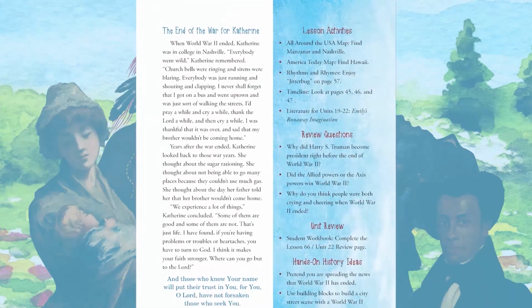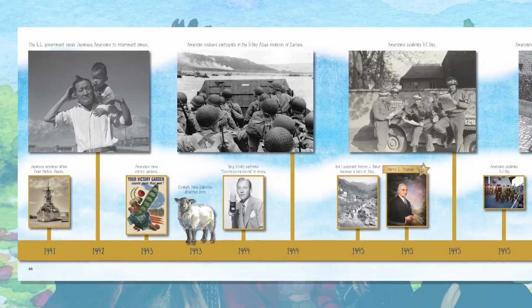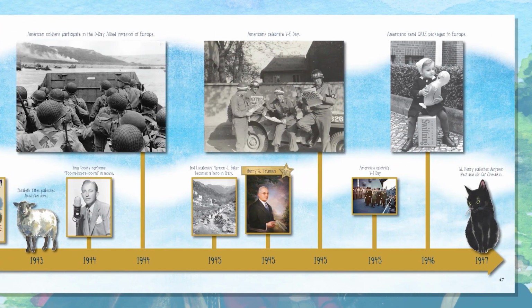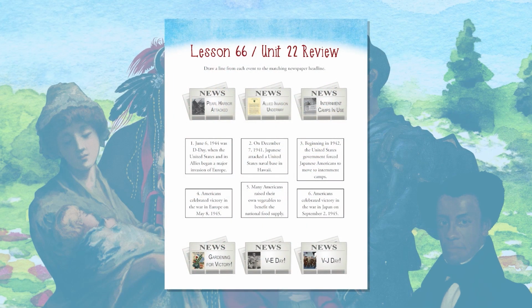Today, the student will look inside the Star-Spangled Timeline. This is a great way to help students visualize the order of events they studied during this unit and look back to review events they have learned about in previous units. The student workbook page for Lesson 66 is the Unit 22 review, which is another way for your student to recall what they've learned during this unit.